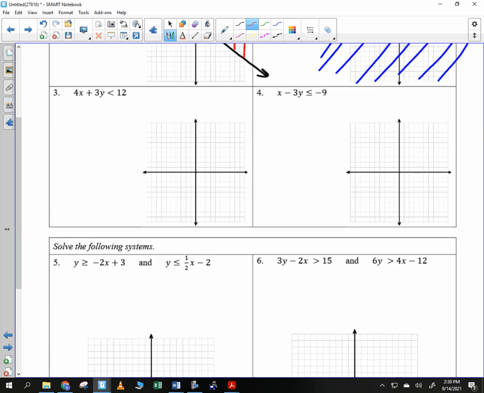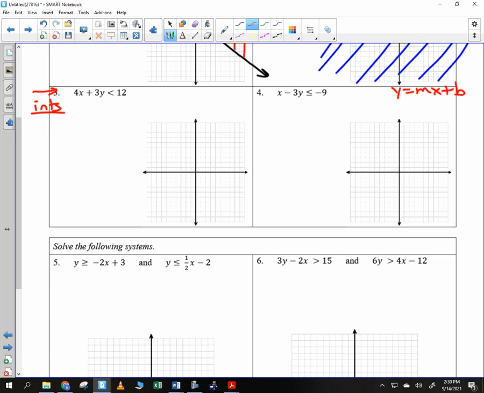Now, I asked first hour, and they definitely had opinions about it. I'll ask you as well. Would you like to graph this by putting it into slope-intercept form, or would you like to graph it by finding the x and y intercepts? Okay, so we'll do this one using intercepts. And we'll do this one by putting it in y equals mx plus b form.